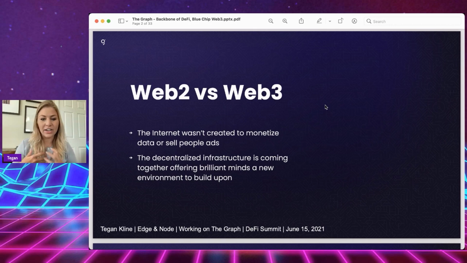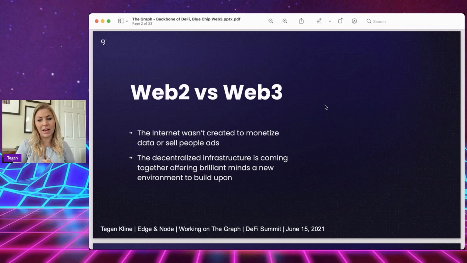Web 3, I consider anything within the decentralized web. And Web 2 is really the centralized web that we know and use today. So the internet wasn't created to monetize data or sell people ads, but that's what it does because that's what it's incentivized to do. And so with Web 3, we're flipping that on its head. We're empowering individuals. And the Graph is offering decentralized infrastructure that brings brilliant new minds into an environment. It allows individuals to be compensated commensurate to the value they bring.